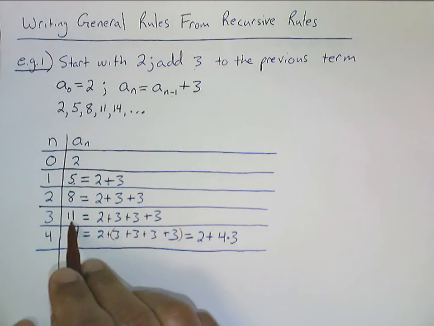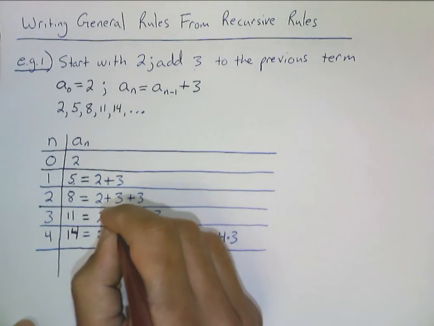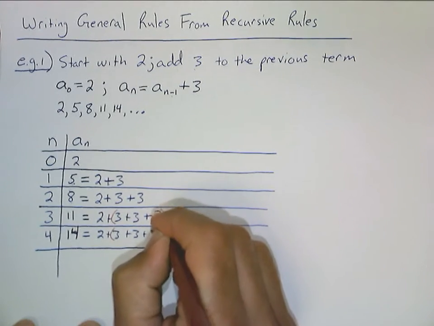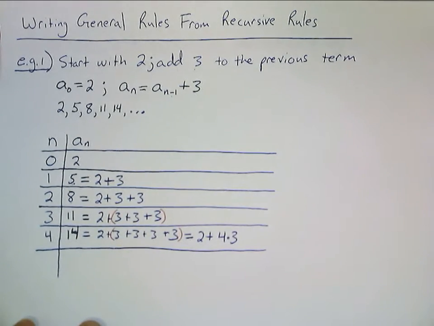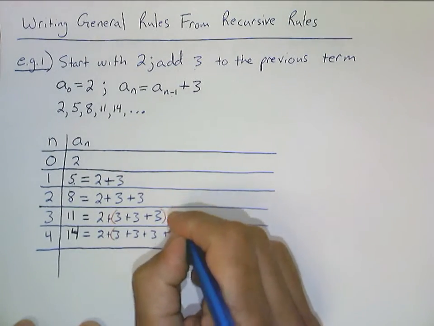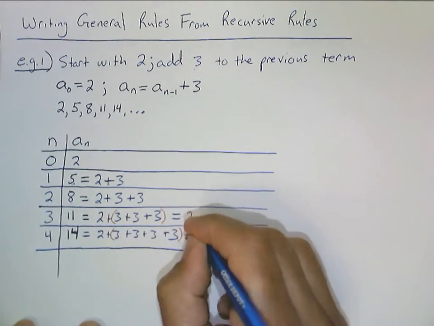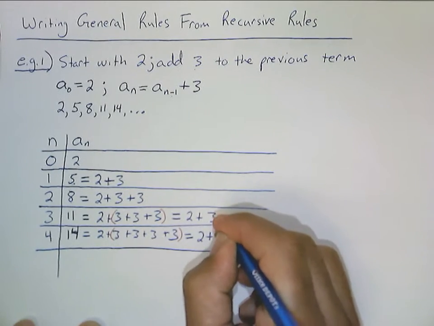Look back here at this 11, which we wrote as 2 plus 3 plus 3 plus 3. Right there we have 3 3's added together. So instead of writing it like this, we can just write it as 2 plus 3 times 3.